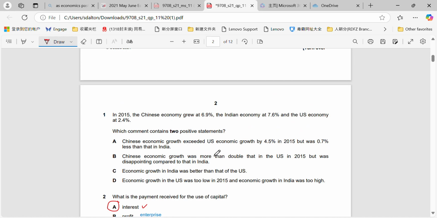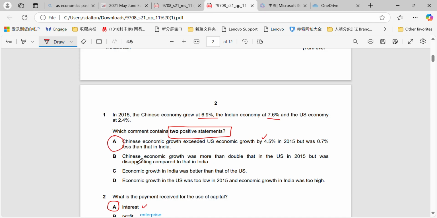And finally, question 1. In 2015, the Chinese economy grew at 6.9%, the Indian economy at 7.6%, and the US economy at 2.4%. Which comment contains 2 positive statements? Okay. Chinese economic growth exceeded US economic growth by 4.5. Can we test that? Is that correct? 6.9 minus 2.4. Yeah, that gives us 4.5, but was 0.7 less than India. India was 7.6. So that is also correct. So that would be the correct answer.